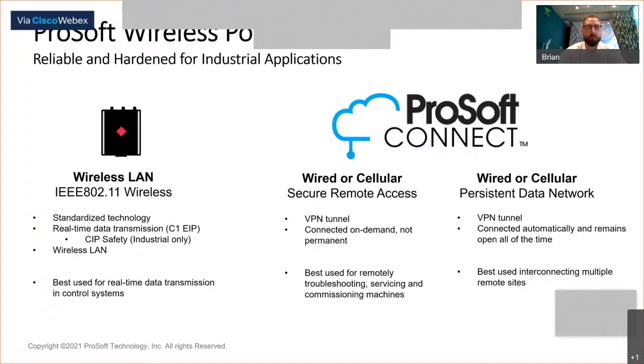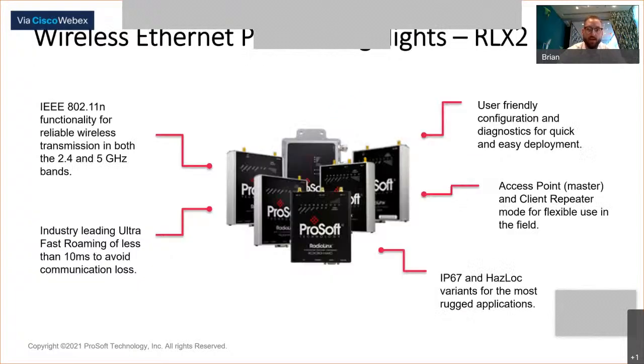But let's start here looking at our wireless Ethernet portfolio. Our hardened and purpose-built portfolio for industrial applications looks like this. It's the RLX2 product family. We leverage 802.11n technology for data transmission in the 2.4 and 5 gigahertz bands, which means data rates up to 300 megabits per second. Though most industrial applications really require less than 60 megabits per second because we're really focusing on the precision timing of key automation data with these products.